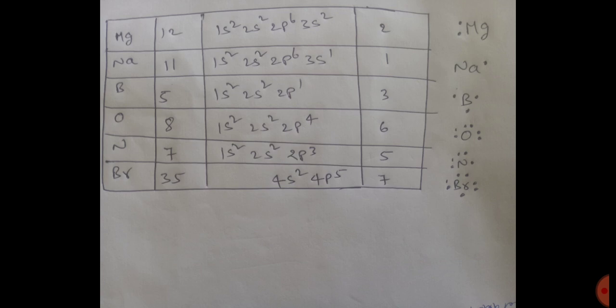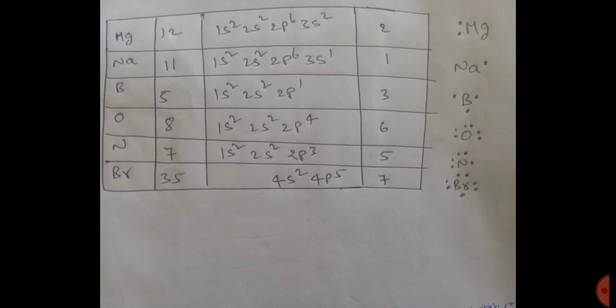Coming to oxygen, the atomic number of oxygen is 8, which is written as 1s2, 2s2, 2p4. What is the valency of oxygen? 6, that is the valency. So we write 6 dots. Nitrogen, what is the atomic number? 7. What is the valency? 5 valency, so 5 dots. Similarly bromine, what is the valency of bromine? 7 valency, so we have 7 dots.